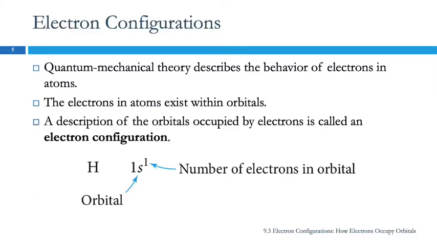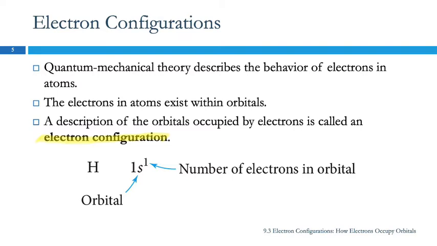So quantum mechanical theory describes the behavior of electrons. Electrons in atoms exist within orbitals, those funky balloon shapes we just looked at. A description of which orbitals are occupied by electrons is called an electron configuration. And you should have heard of this and done a little bit of this in your previous chemistry class.